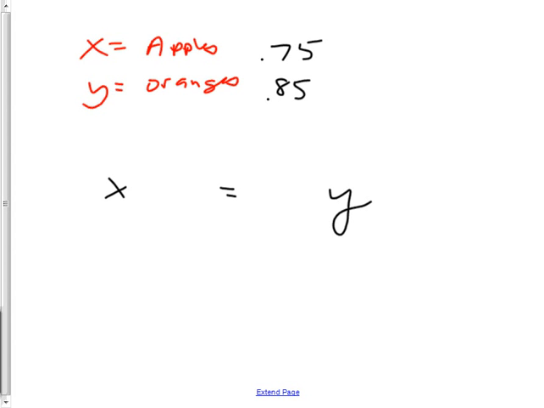And if I say there's 3 times as many apples as oranges, obviously it's not true that x is equal to y. But you have to write an equation that makes them equal each other. So you just got to figure out, where should you put the 3?